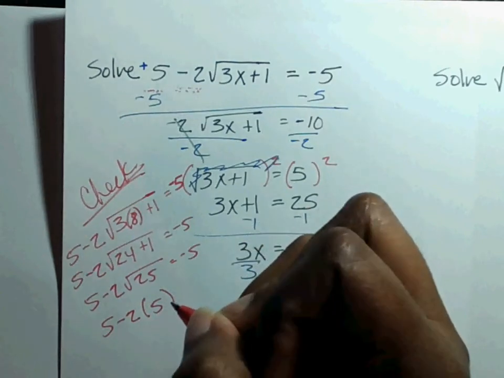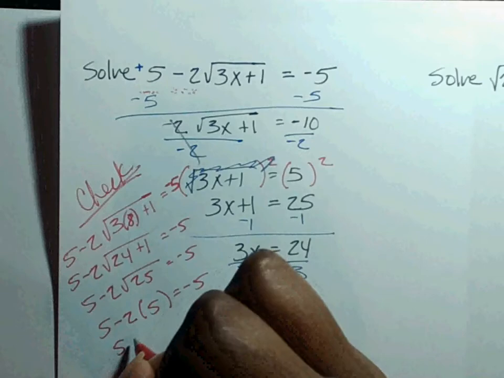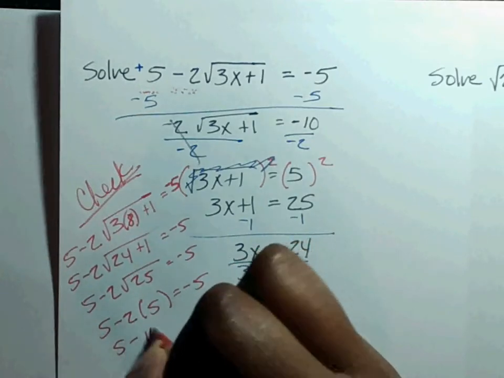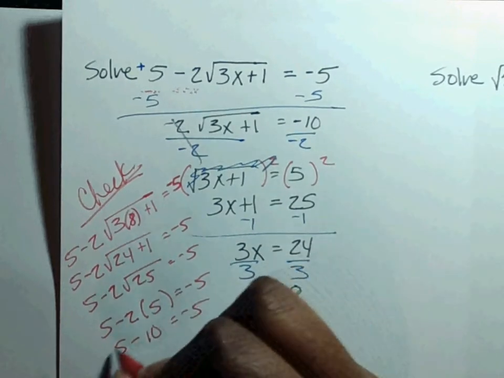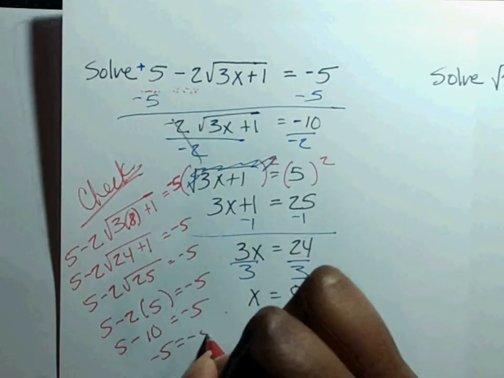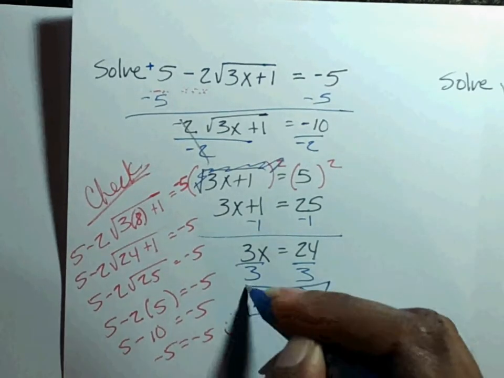Square root of 25 is 5. It's looking good. Yes. Got an answer. It works. It makes me happy. Negative 5 does equal negative 5. If somebody owes me $5, I'm like, yes, I need my $5. Thank you. So this is my answer.